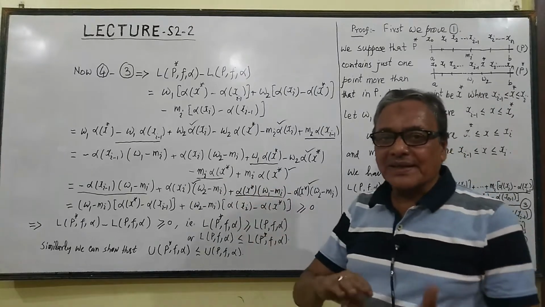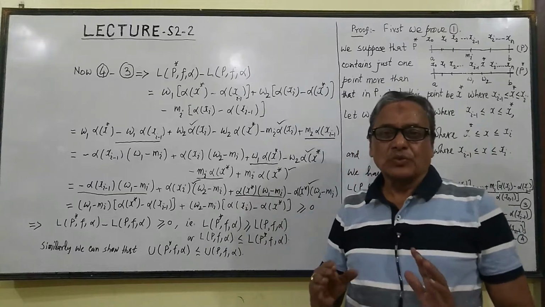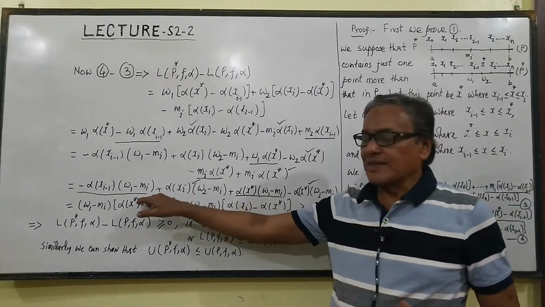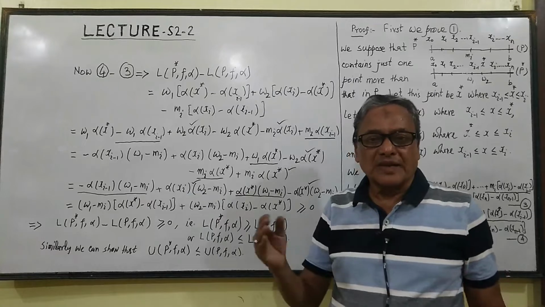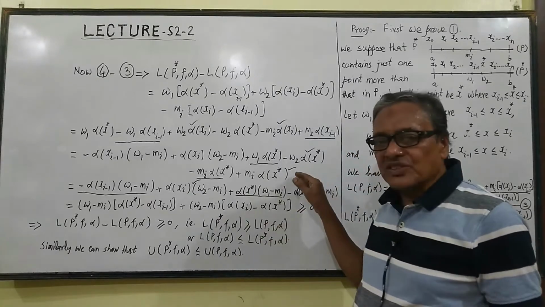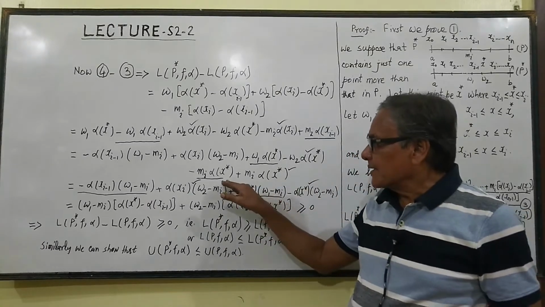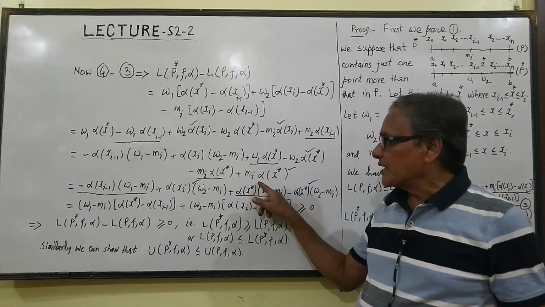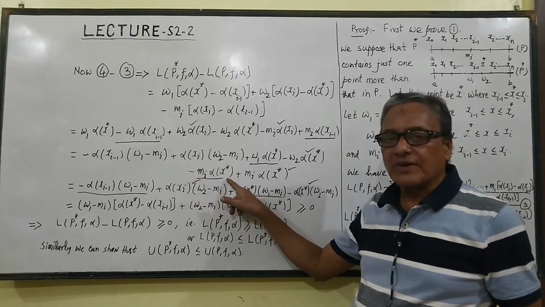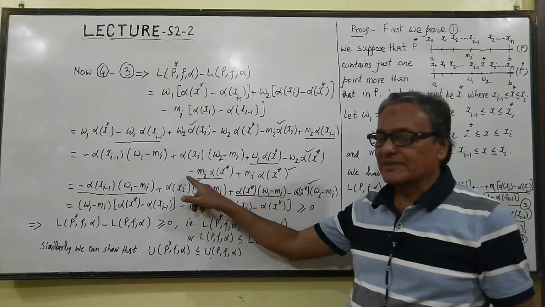Actually these two terms have been added and subtracted to make it again in the form alpha W1 minus mi, alpha W2 minus mi. So right in this step we add and subtract mi alpha x star. We have added here and subtracted.